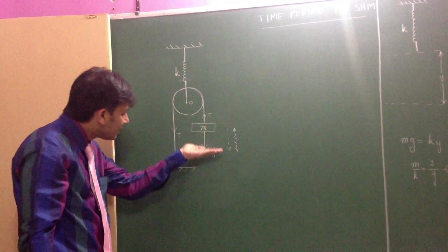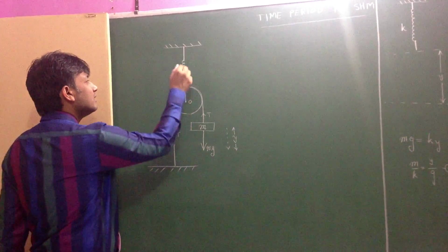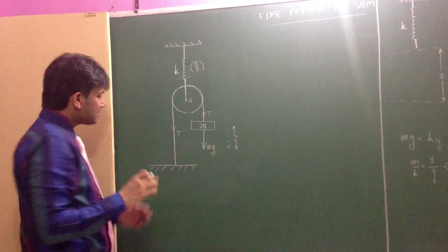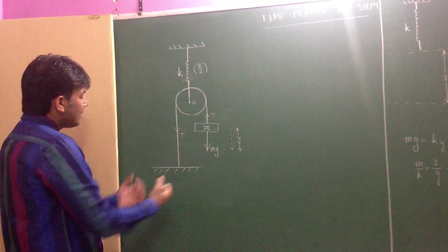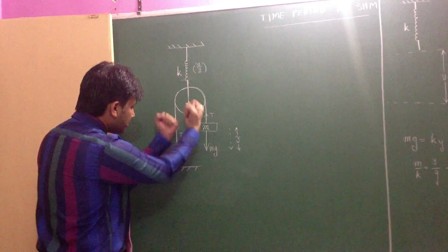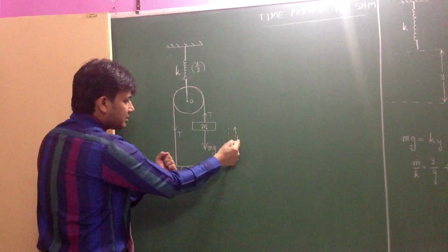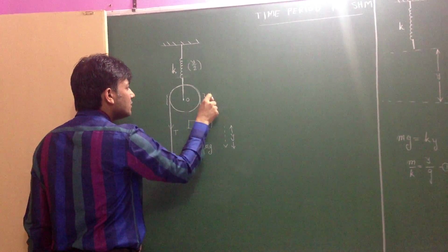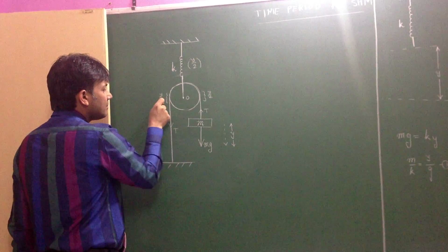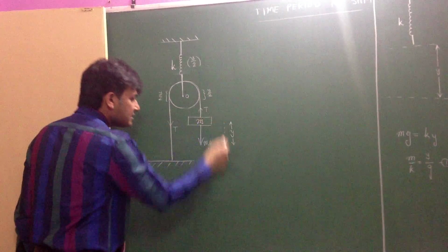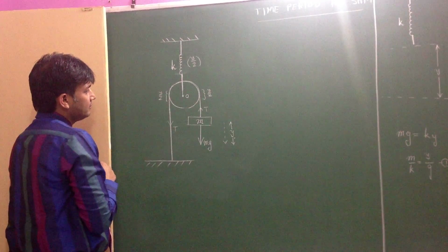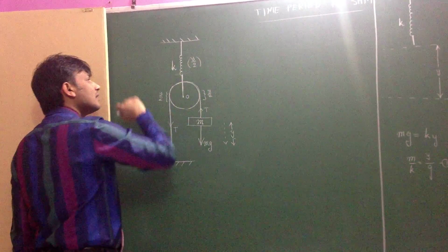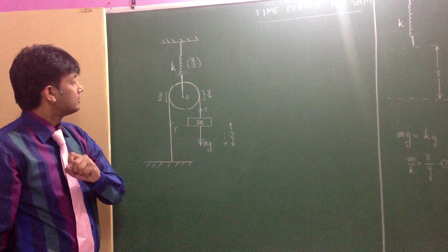If mass is coming down by the distance y, the increase in the length of the spring will be y by 2. This can be understood in this way: these two forces are pulling the system in a downward direction by the distance y. Both parts of length y by 2 are being added to this. That's why it is coming down by the distance y. So this point O is coming down by this length only. So the increase in the length of spring is y by 2.